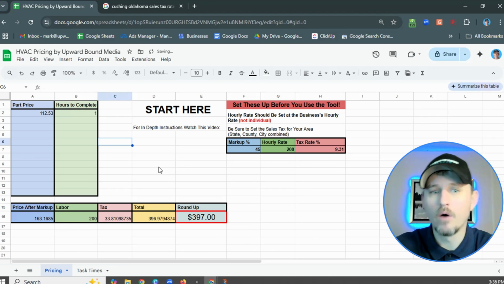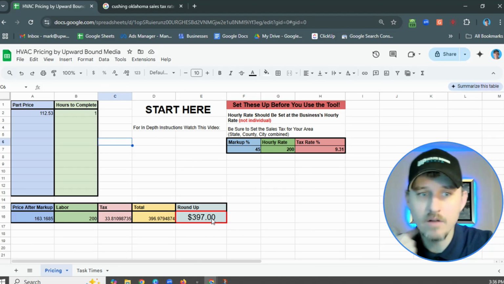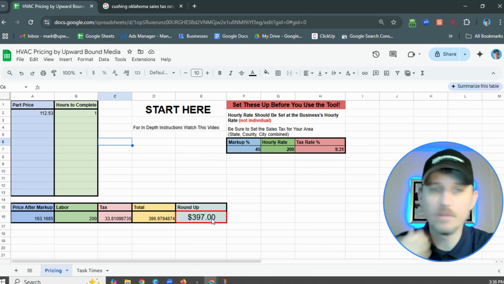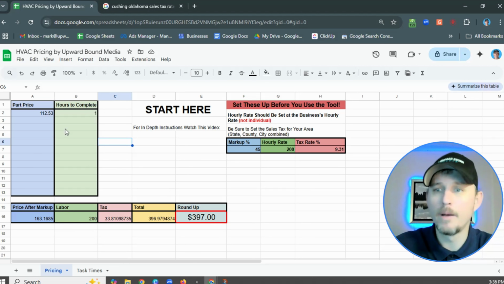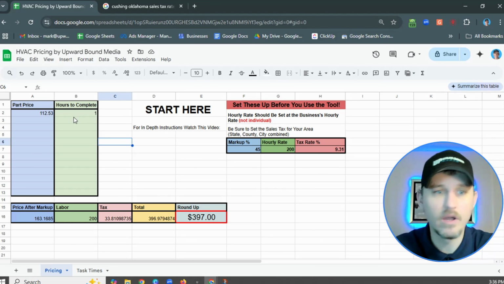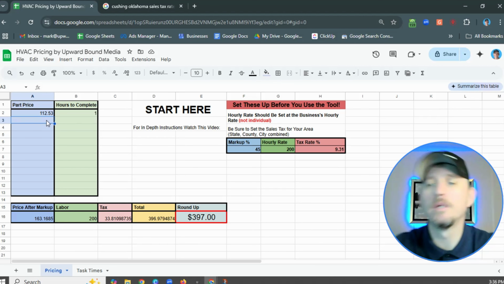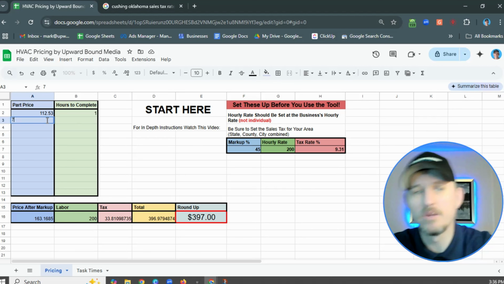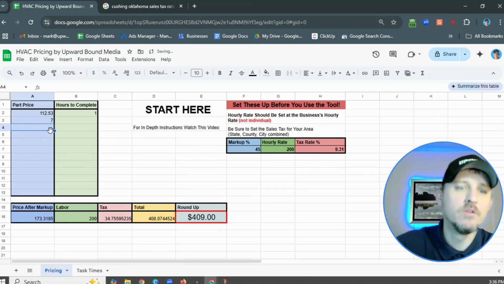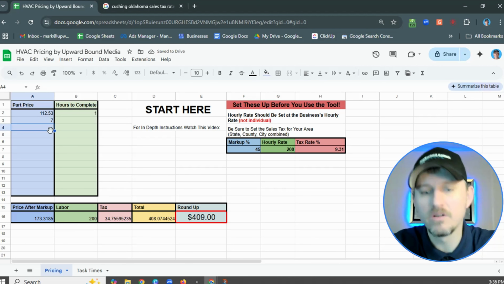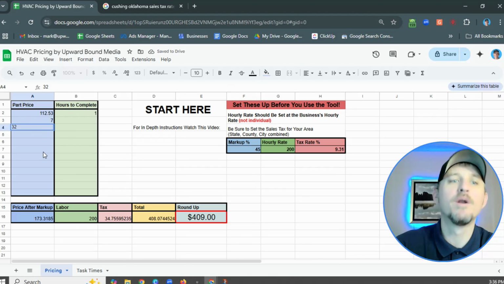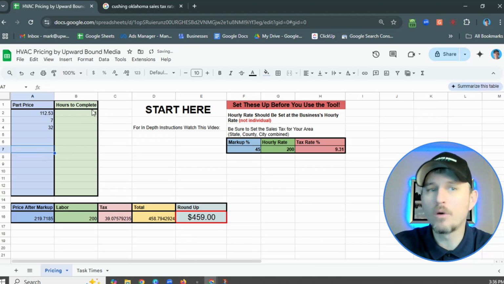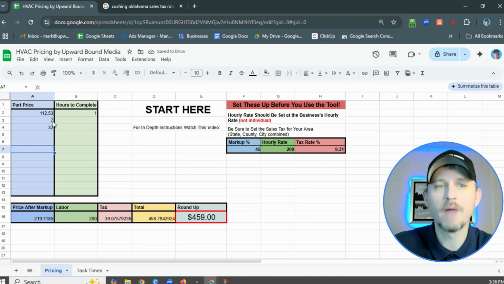Now it's going to automatically adjust for the $200 per hour. So we should be charging $397 for this. Just very simply, very easily. If for some reason you need to add some RTV or replace some gaskets, maybe that's like 32 more dollars. The hours are still going to stay the same.